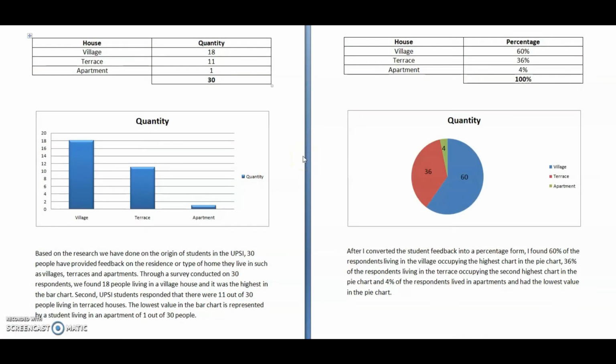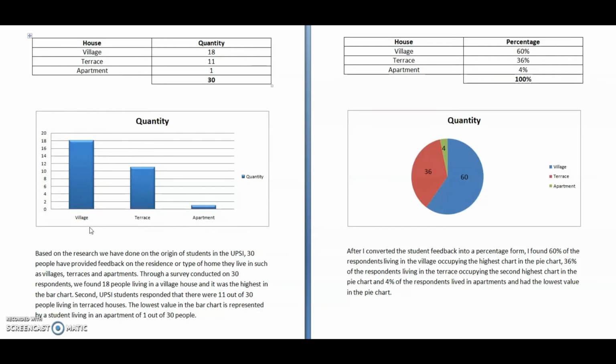Based on the research we have done on the origin of students in UPSI, 30 people have provided feedback on the residence or type of home they live in, such as village, terrace, and apartment. Through a survey conducted on 30 respondents, we found 18 people living in a village house, and it was the highest in the bar chart.